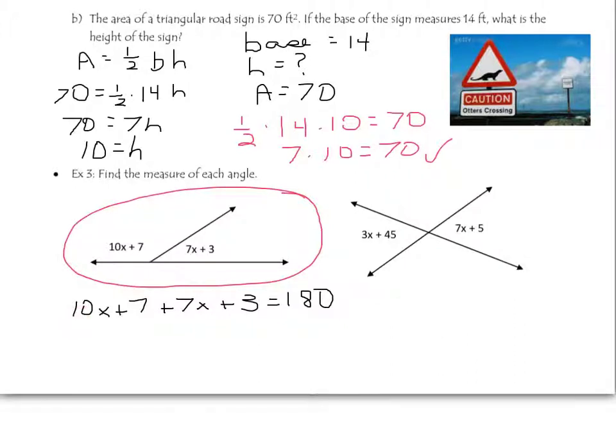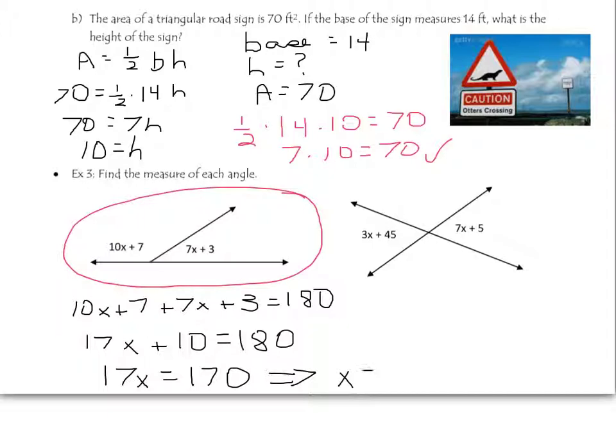So 10x plus 7x is 17x. 7 plus 3 is 10. Subtract 10 from both sides and we get 17x is 170. And then when we divide both sides by 17, we get x equals 10. So if x equals 10, then the first angle, we're going to substitute 10 for x, and we get 10 times 10, which is 100, plus 7 is 107.